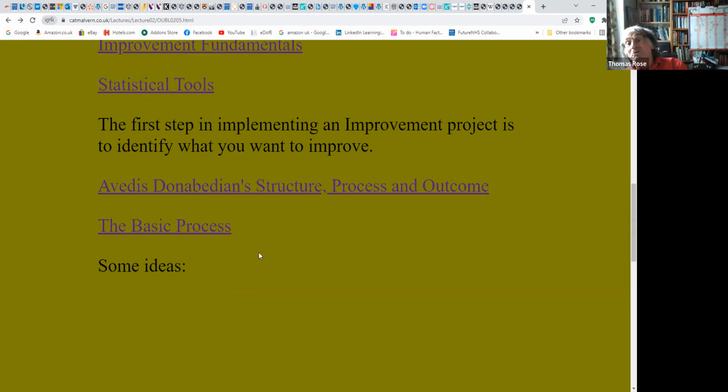The basic process. So I keep going on about process, but what is a process? I've already mentioned a couple. There's ward round, there's handover, there's invasive procedures. There are quite a lot of others. There's patient safety, the patient safety process. So the basic process is fairly simple.